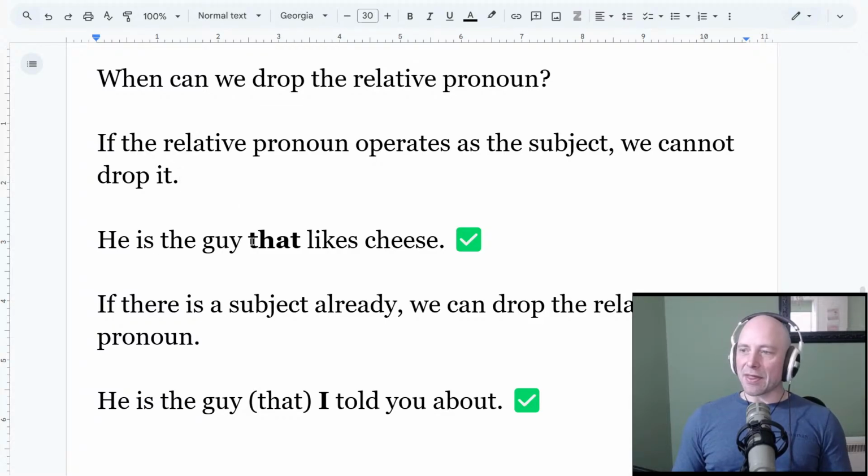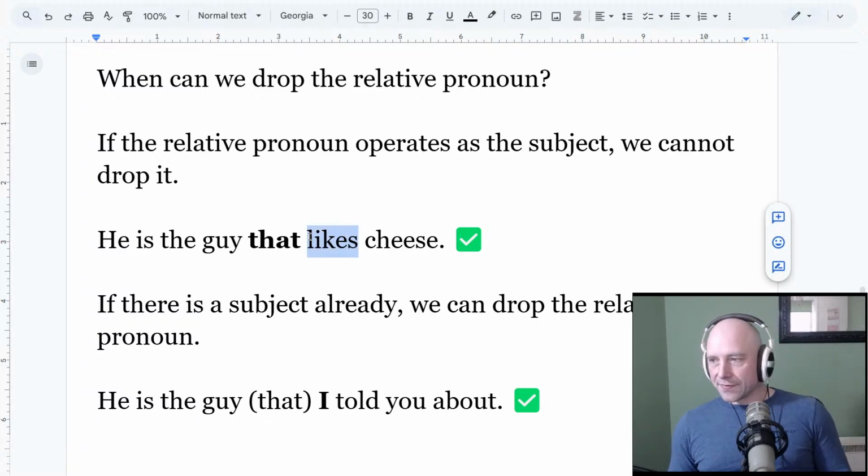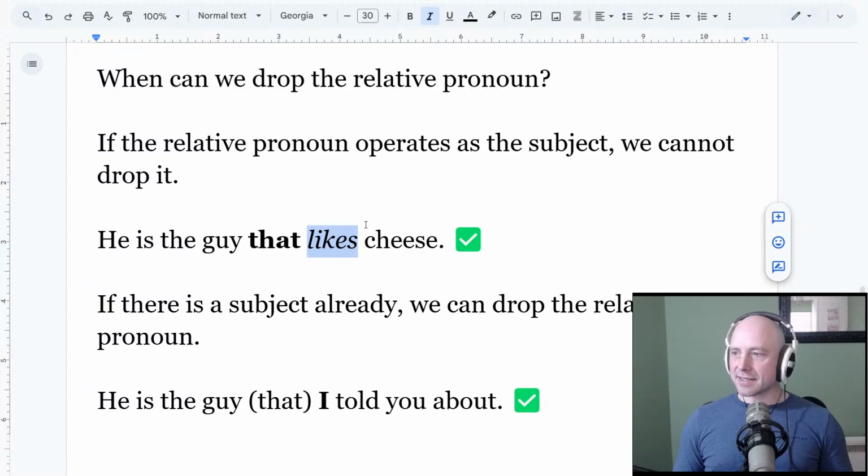So here's the guy that likes cheese. The verb is likes. What is the subject of likes? The subject of likes is that, the relative pronoun. We cannot drop the relative pronoun. It is the subject of the verb likes. So it is required.